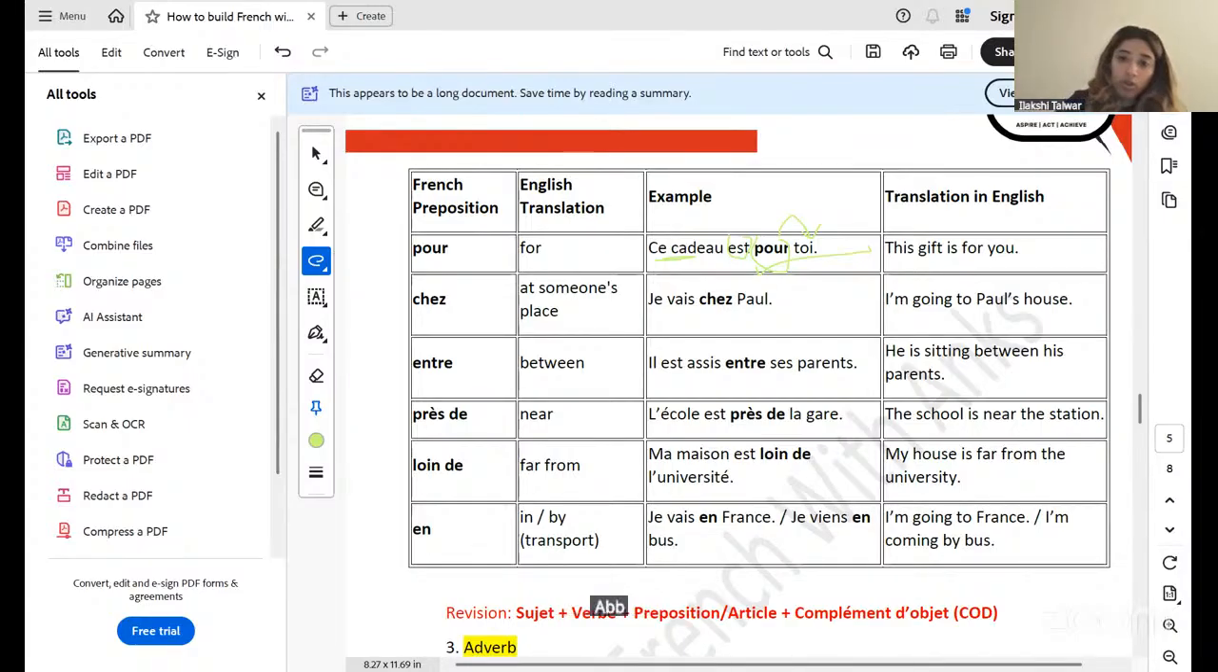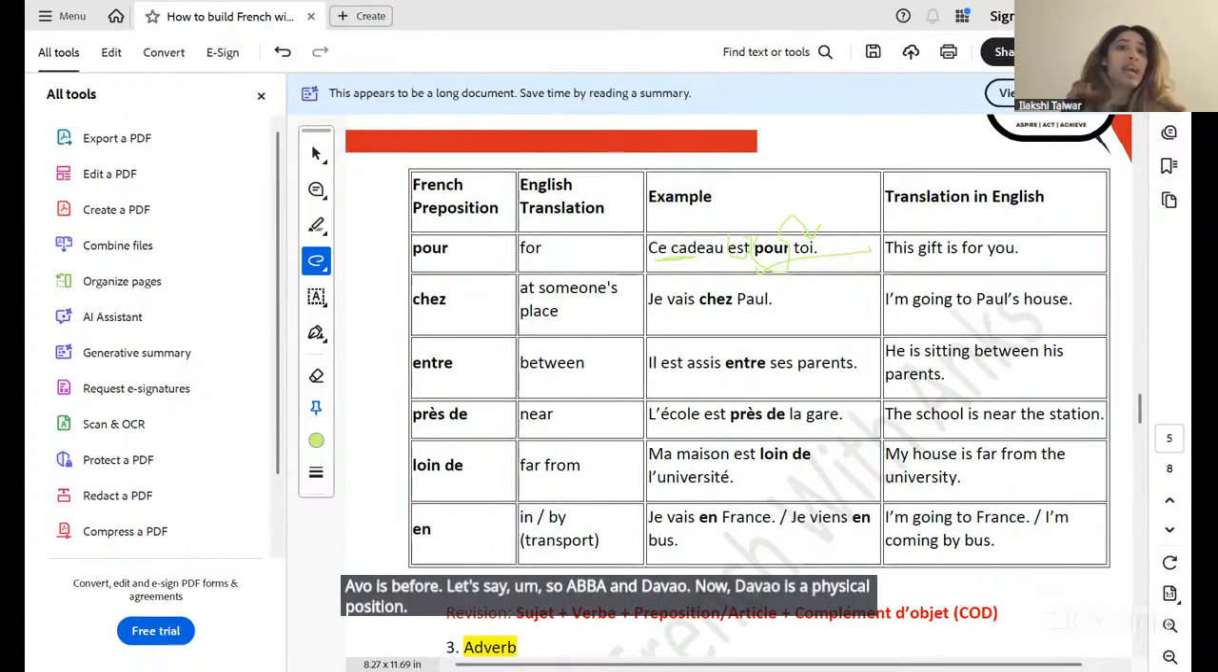Avant is before. Let's say, so avant and devant. Now, devant is a physical position. Avant does not necessarily have to be a physical position.